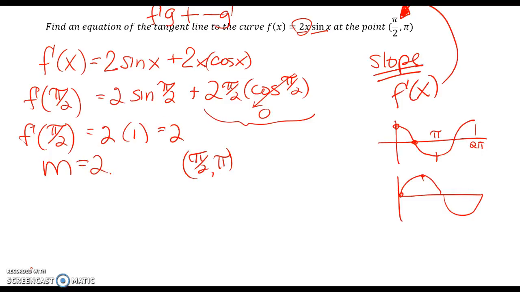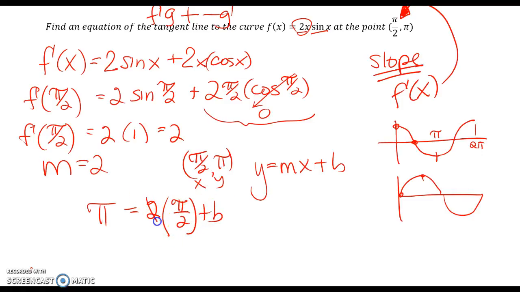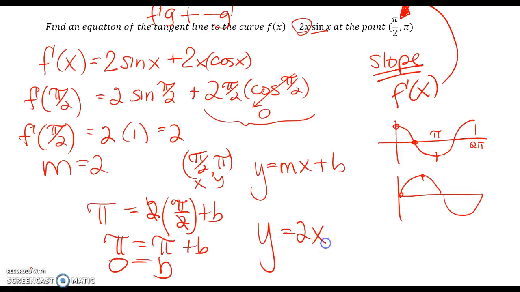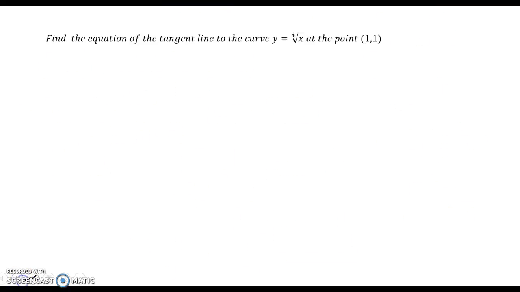All right, remember, when we're finding the equation of the tangent line, we start with y equals mx plus b. We know an x and a y, and we know the m, so we will solve for b. So y, pi, equals 2 times x, which is pi over 2, plus b. Well, that's just pi. So pi equals pi plus b. Subtract pi from both sides. b equals 0. So our final equation would be y equals 2x. That's the equation of the tangent line at this point.